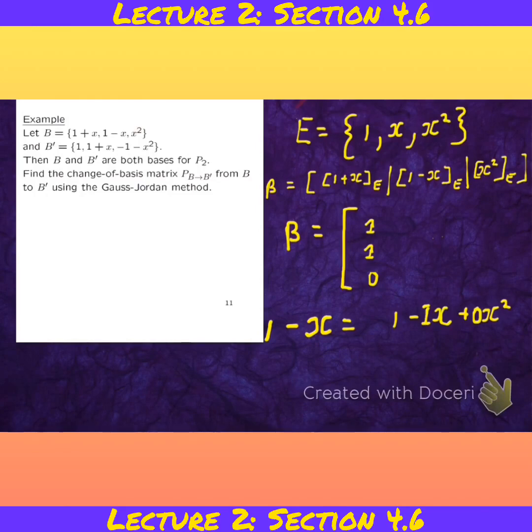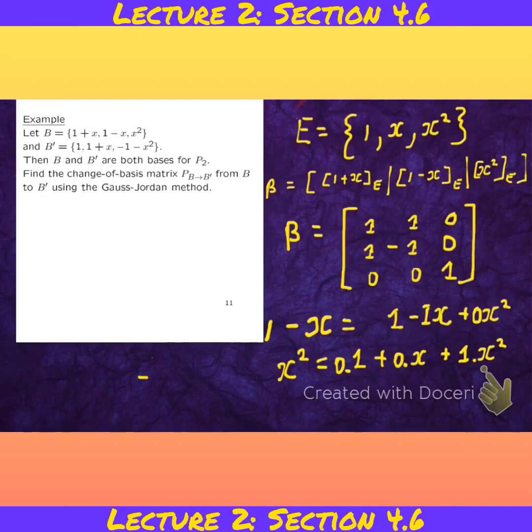Finding the coefficients there, we get 1, minus 1, 0. So there's my second column. And then we take our final vector in B, which is x squared. We take the elements of our standard basis. Reading off the coefficients, we get 0, 0, 1. There we go, and that is my matrix B.